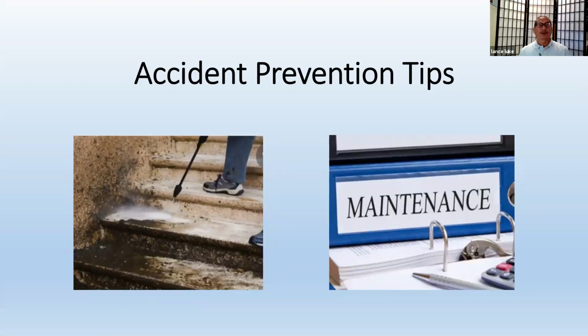Accident prevention tips. Well, if you have a lot of moss and stuff growing on your sidewalks, you want to pressure wash it, right? Clean it all the time. It doesn't matter how many times you have to do it. If it rains a lot, it's rainy season, you got to pressure wash more often. And another accident prevention tip is your maintenance program. Make sure that it's solid and someone reviews it. Don't just make up one and not look at it and review it.